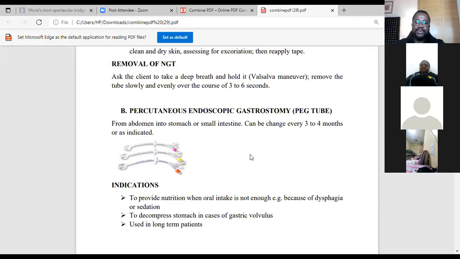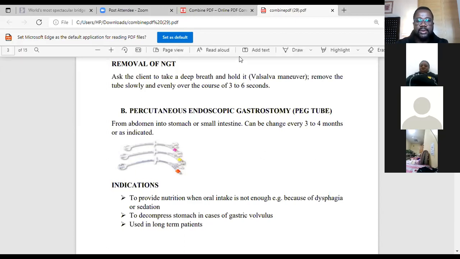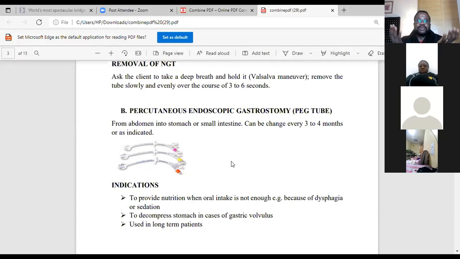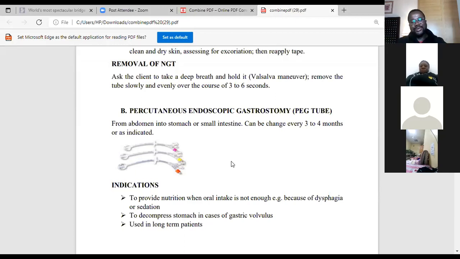So the PEG tube is inserted from the abdomen into the stomach, okay, or into the small intestine. But the NG tube is from the nostrils. These are two different tubes, okay? So yeah, that's just the reality. That's the truth. No, I've never practiced in Cameroon. I've never seen a PEG tube. I came and I saw the PEG tube here, so that's it.